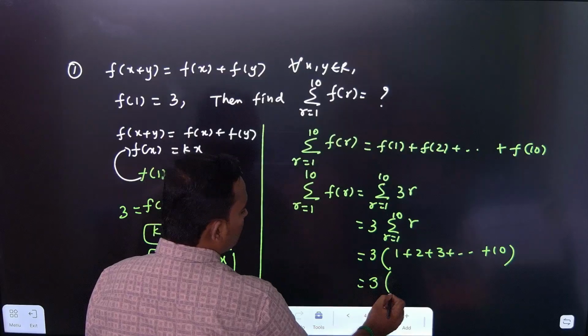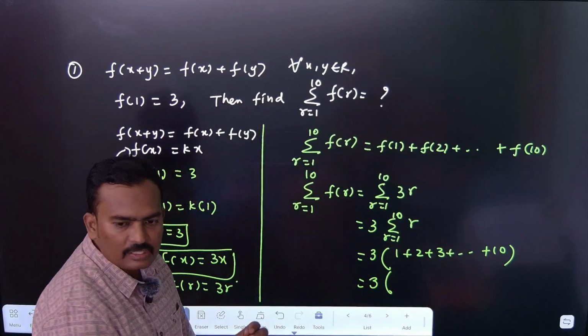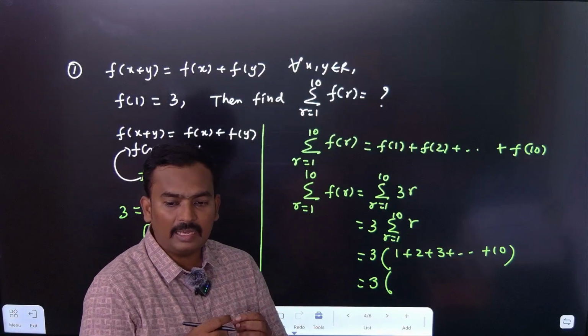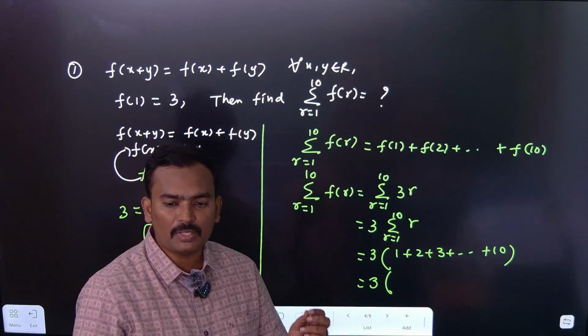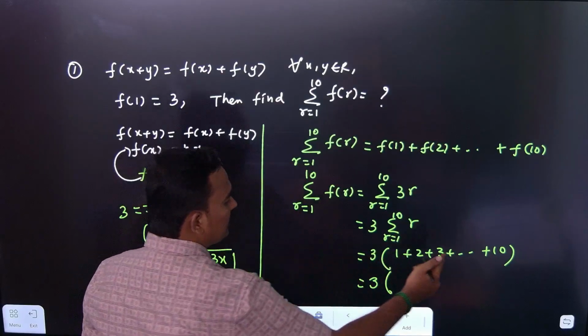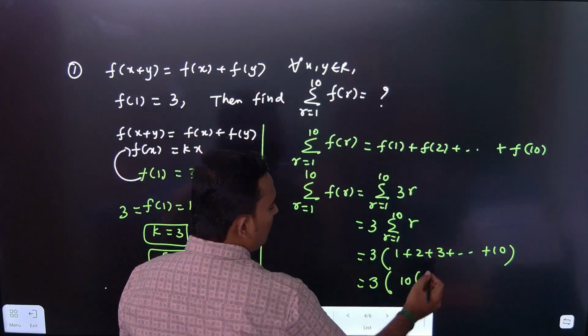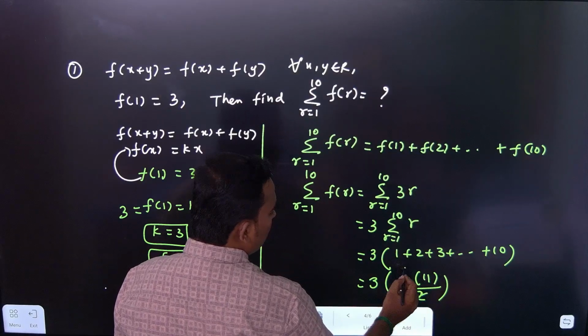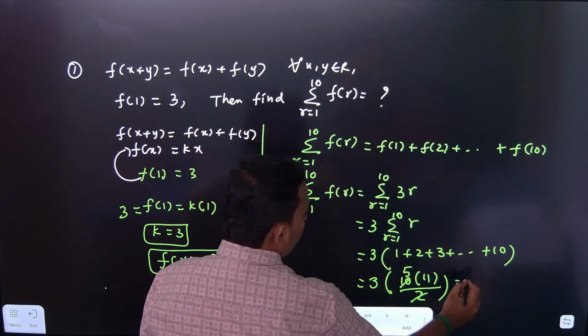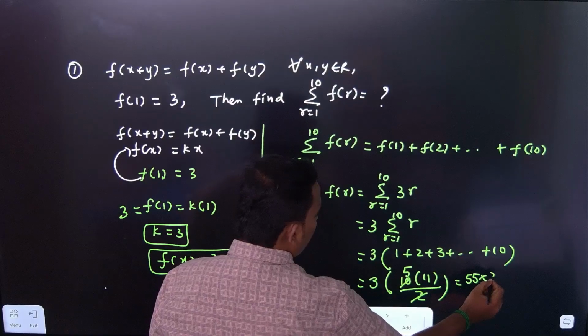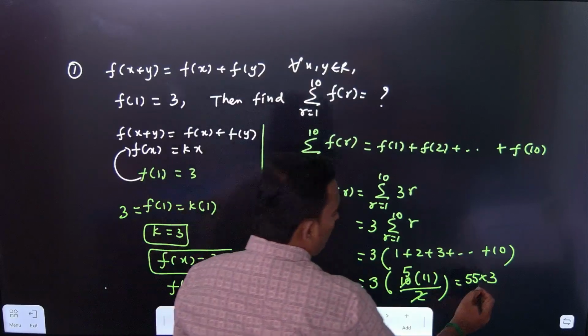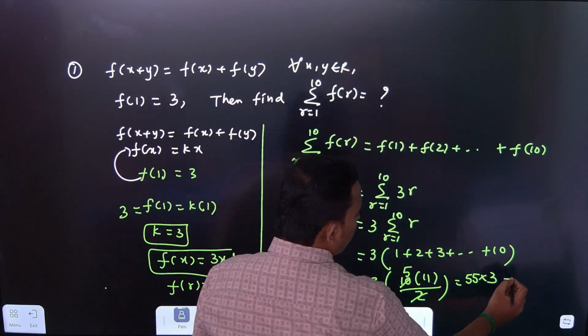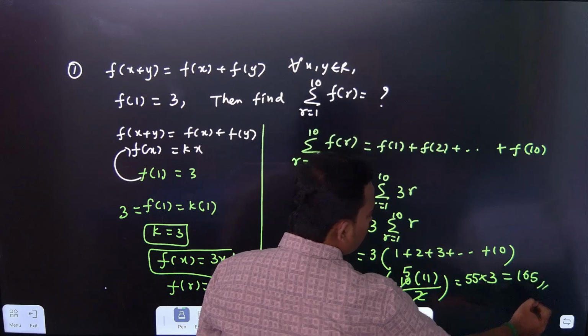What's your answer? 3 into the sum of 10 natural numbers. The formula you know: sum of n natural numbers is n into n plus 1 by 2. So here n is 10. 10 into 10 plus 1, 11, by 2. So 1 times here is 5 times. So 55 into 3, so 150, 15. That is 165, your answer.